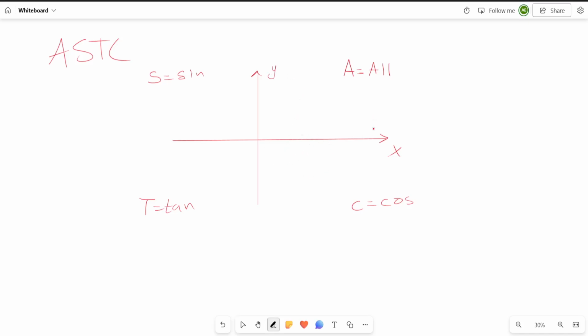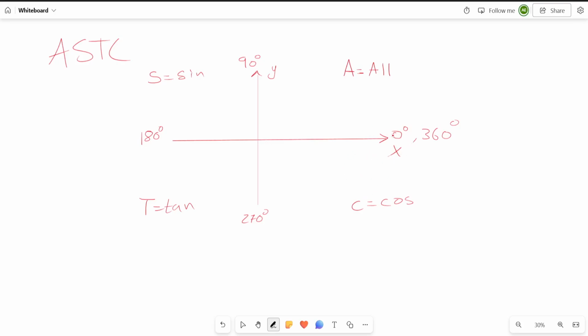At the same time, this part over here is my 0 degrees. Going here, this is my 90 degrees. Continuing further, this is my 180 degrees. This is my 270 degrees, and coming back again, this gives me 360 degrees. All these are in degrees. I can also write them in radians.